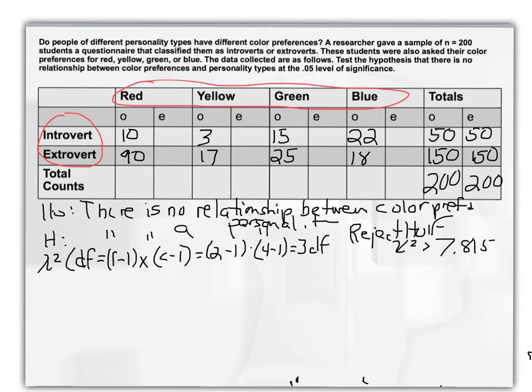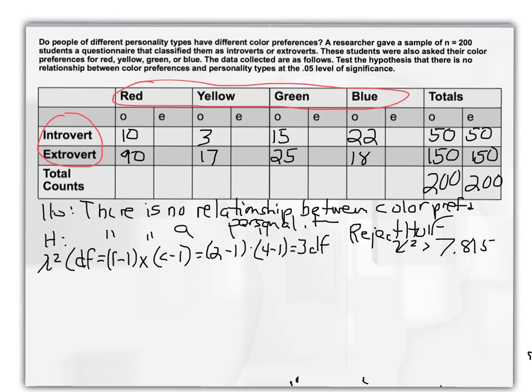Now we might think of red and yellow as more bright, happy colors. Green and blue as more somber colors. So it looks like, just looking at the frequencies that we observe, that more extroverts are preferring red to the introverts. More extroverts prefer yellow, but more introverts, at least proportionally, seem to prefer green and blue.